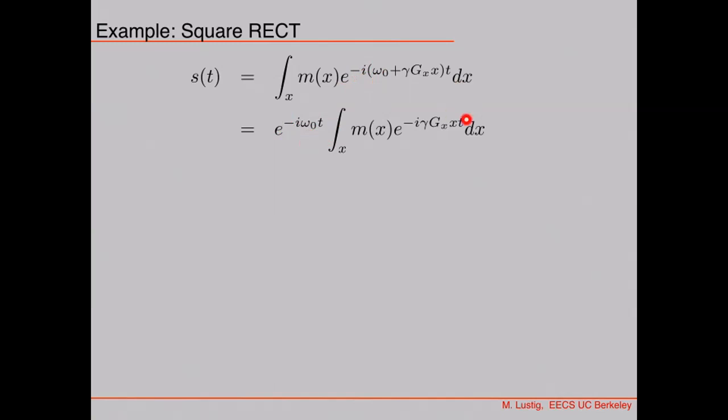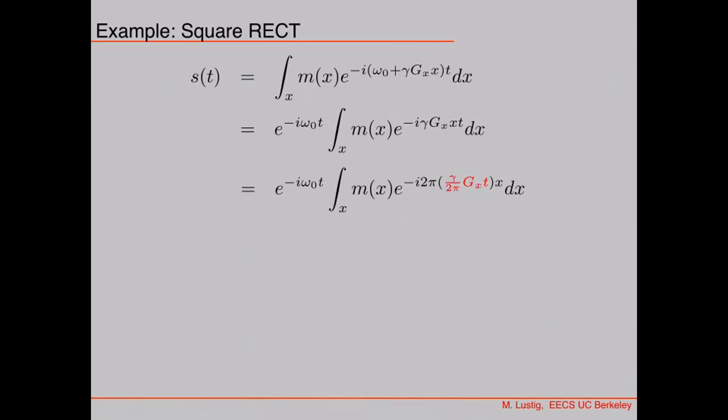Now I want to make this look like a Fourier transform. It's almost a Fourier transform, except that I have a gamma gx and t, and I want to represent it in some spatial frequencies. So I'm going to multiply by 2 pi and then divide by 2 pi. Why did I do that? Because the Fourier transform has a 2 pi, right? So now this kind of looks like a Fourier transform.